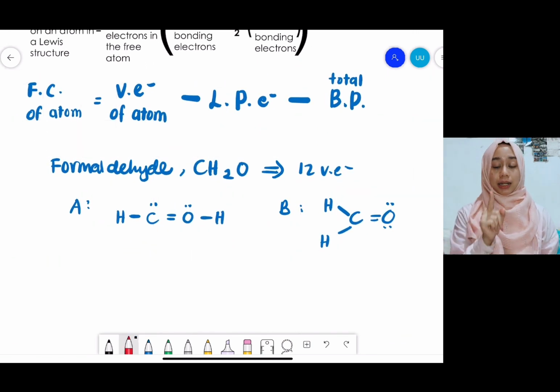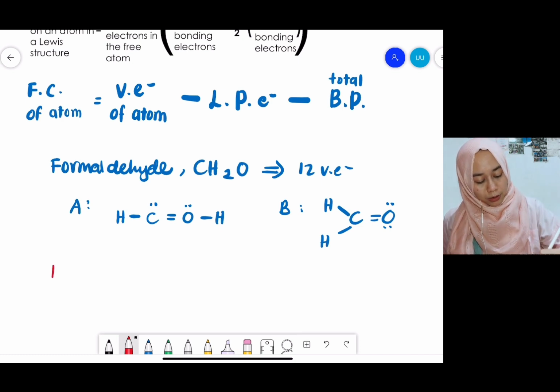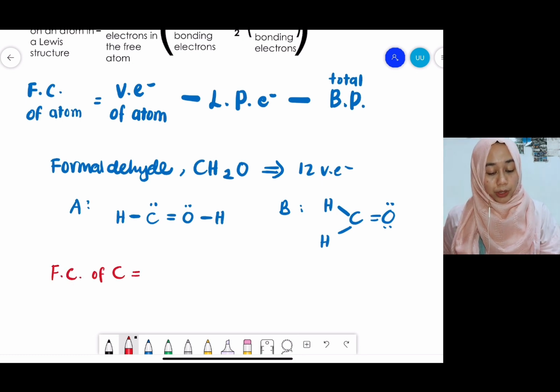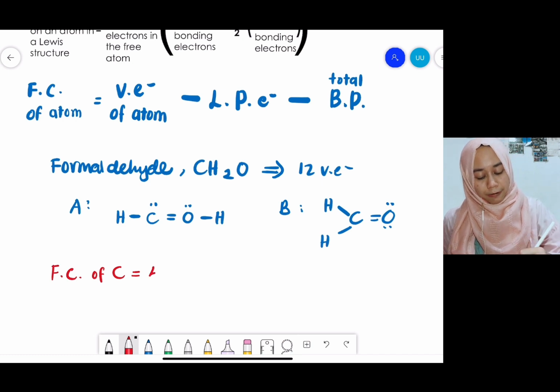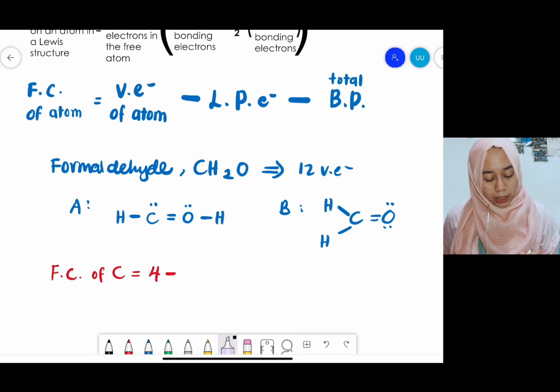Okay, so kita settlekan dahulu untuk figure A. Figure A is the one on the left, figure right is B. Okay, so kita kira dulu formal charge untuk kita punya carbon. Formal charge of carbon dekat sini adalah, we need the valence electron untuk carbon kan. So valence electron untuk carbon adalah 4, and then we need to minus the lone pair electron. So kalau kamu tengok lone pair untuk electron kita, lone pair electron untuk carbon ada 1 dekat atas ni.